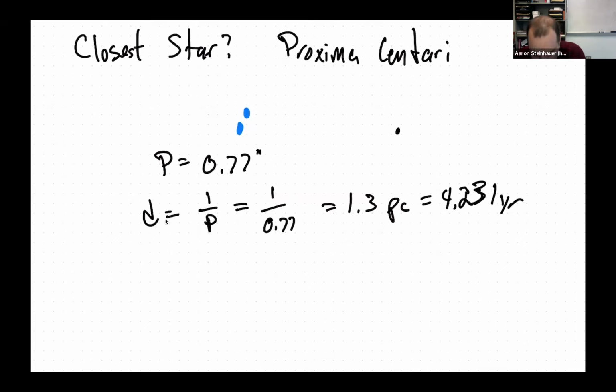In fact, it was not until 1838 that anyone successfully measured the parallax angle of any star in the sky, right? That's how far we have to go before we can actually measure this stuff.